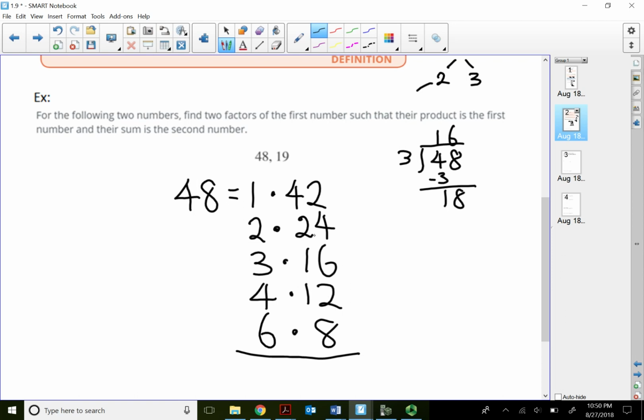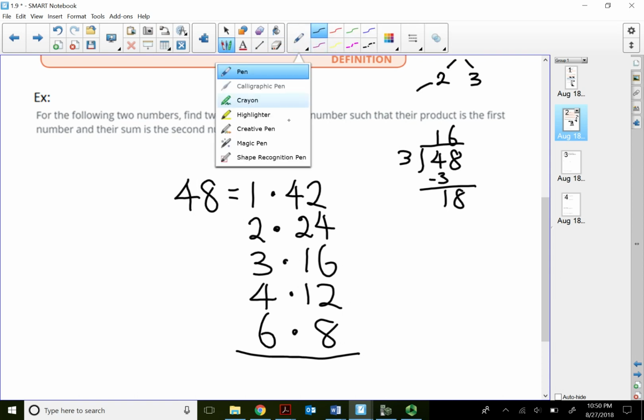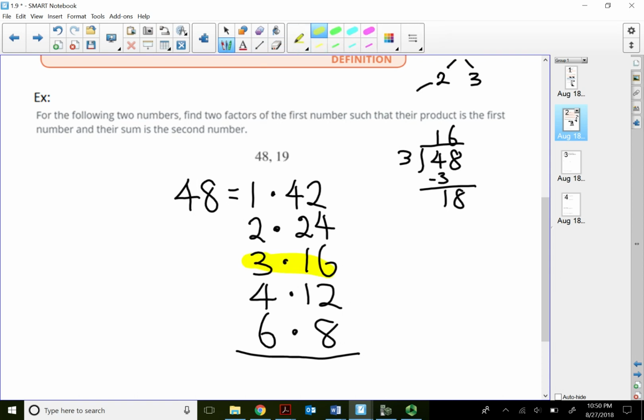Now, they all multiply together to equal 48, but which set will give me the sum of 19? The answer will be 3 times 16. So my answer to this problem, find those two numbers whose product is 48 and sum is 19, has to be 3 and 16. Okay, that's how we do this one.